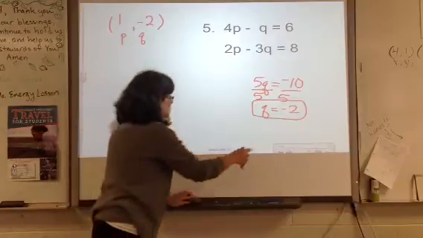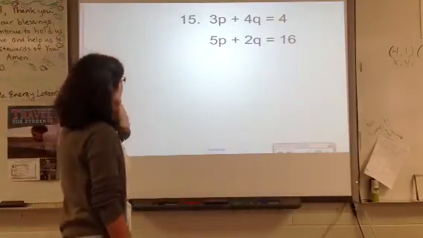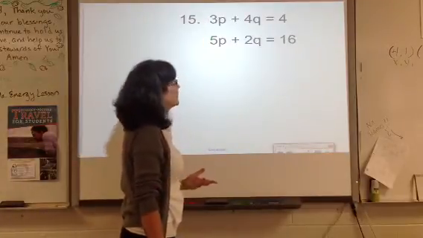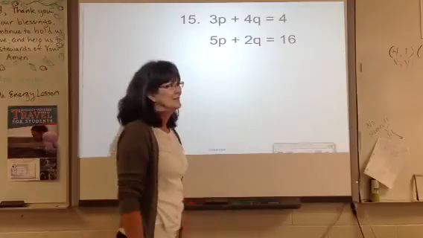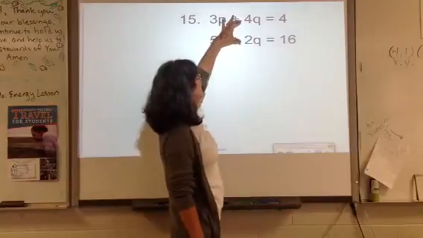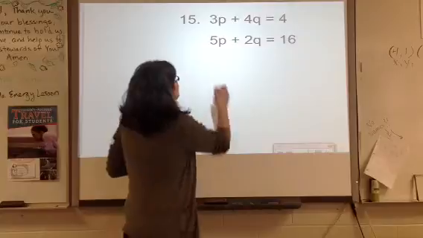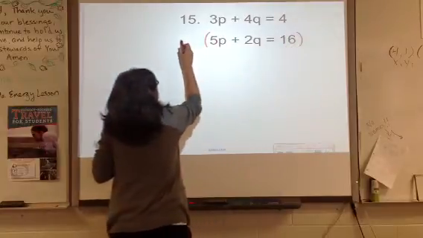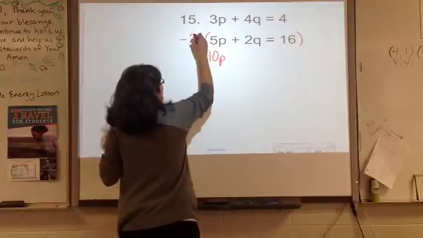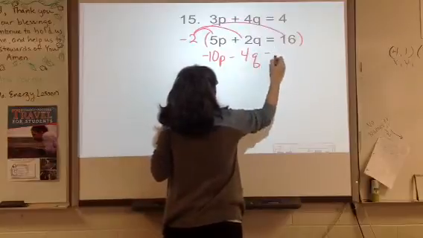All right, let's look at the next page. Last one. Okay, now my two choices are to either get both of these to be a common number, which would be 15. One would have to be positive 15 and one would be negative 15. Or I can make both of those into 4s. That's way easier. If I multiply this line by negative 2, then I would get negative 10p, negative 4q, and negative 32.